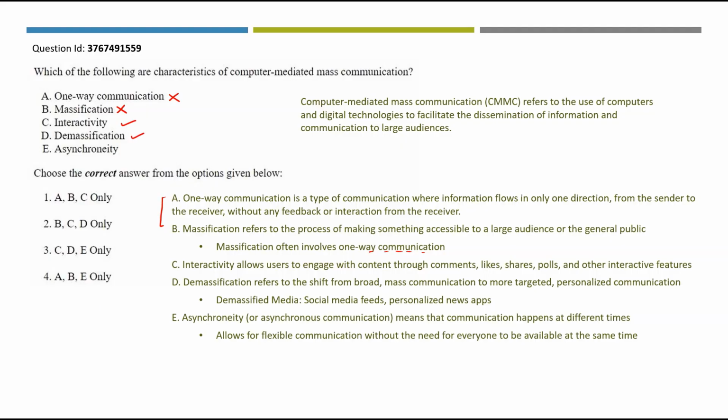What about asynchronity? This is also called asynchronous communication. So what is it actually? It means communication happens at different times. Allows for flexible communication without the need for everyone to be available at the same time. Say for example, if I post a video, you can leave your comment, I can check it later and then react. Asynchronity will definitely be in digital technology because there is no mandatory condition that everybody has to be present at the same time. Characteristics of computer mediated mass communication will be interactivity, demassification and asynchronity. C, D, E are included in option number 3. Option 3 will be the right answer.